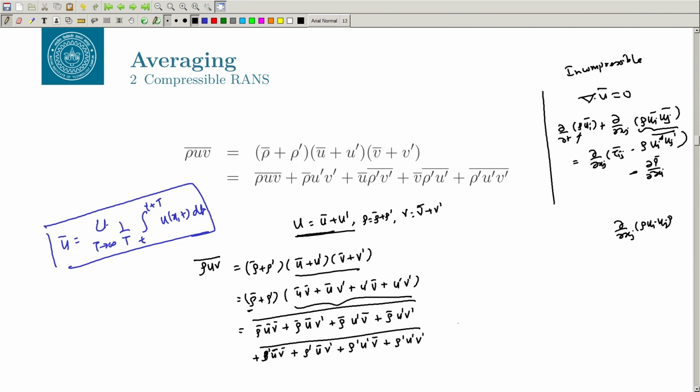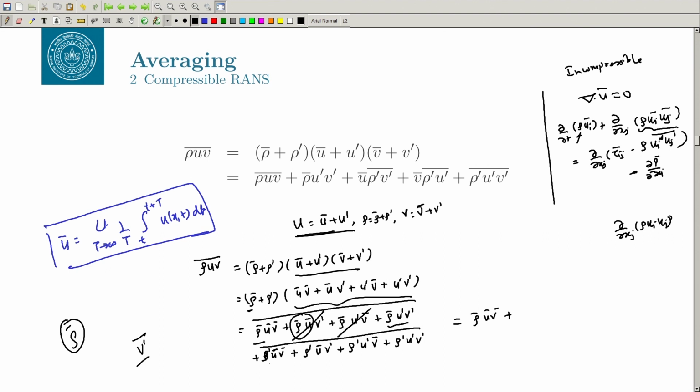What will happen now? What are the terms that will get cancelled? As we said, if you take an average, this becomes a coefficient, so you can take it out of the averaging process anyway. You can write it as rho bar u bar v bar; this term gets retained here. These two terms will come out, but then we will have u v prime bar, which will go to 0. So this term will go to 0. Similarly in this one, u prime bar goes to 0. Here it will not go to 0, because this is a correlation.